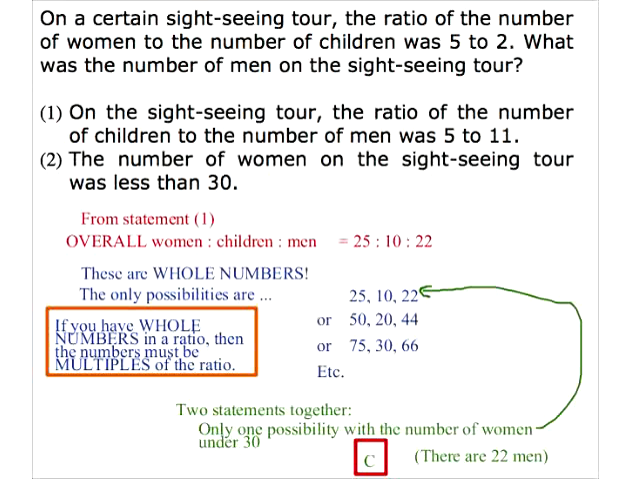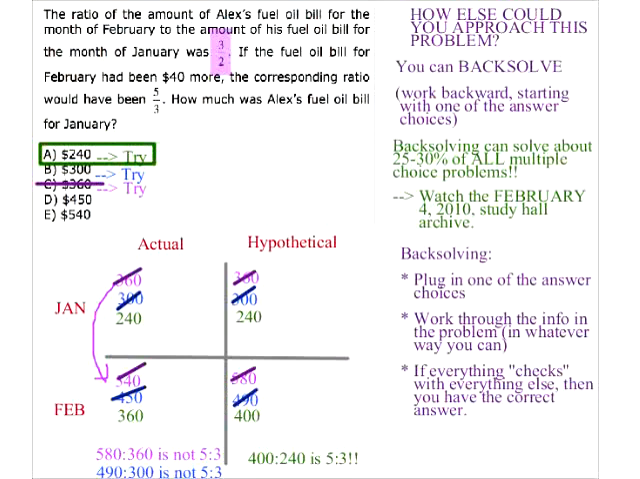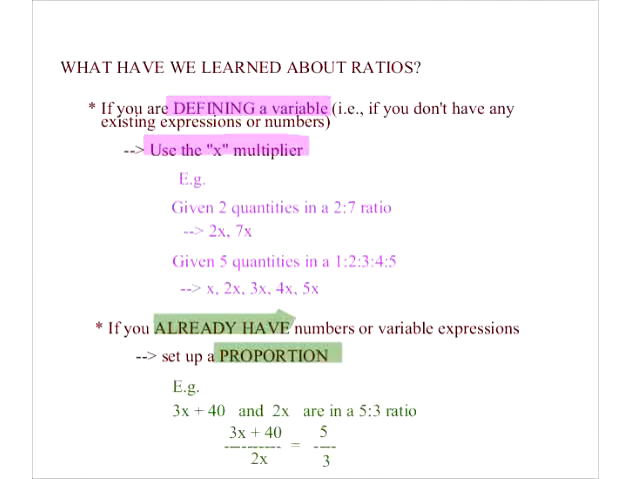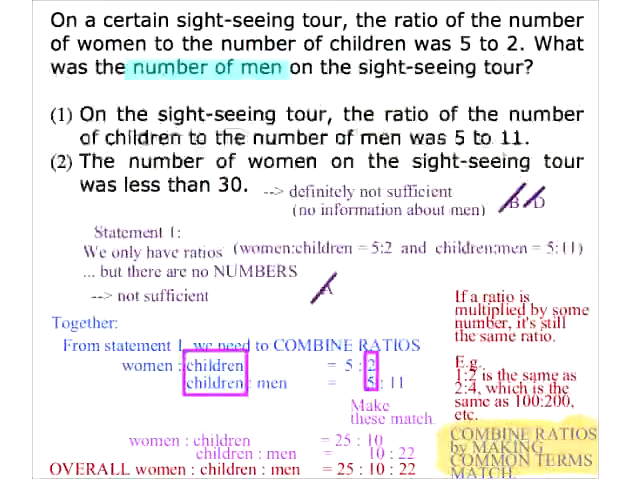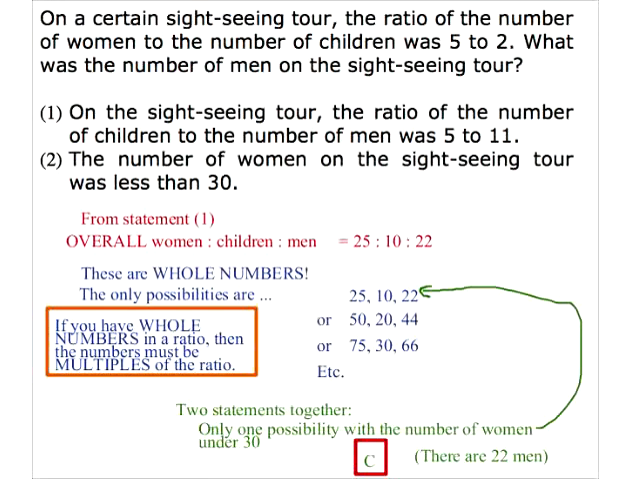Okay, so we're going to shift topics a little bit. We're going to get a chance to do at least one rate-related problem, maybe two, but at least one. So what we've learned about ratios: we've learned how to combine ratios. If you're defining a variable, you should just use a multiplier. But if you already have stuff, you should put them into a proportion. And then we learned how to combine ratios. That's here. You make the common terms the same. Okay. Let's move on to something new and different.